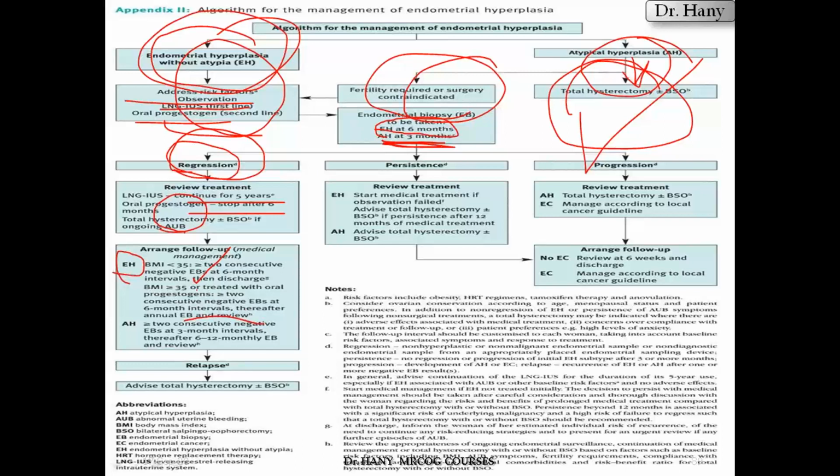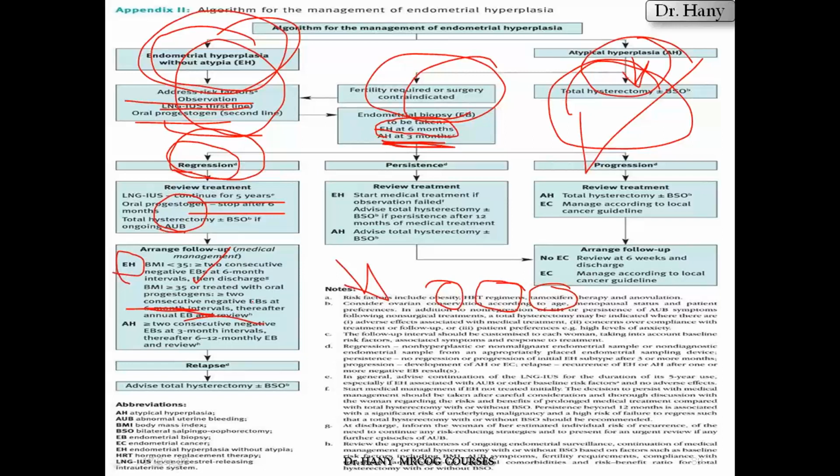Obesity, HRT and tamoxifen are risk factors. So never discharge here. BMI 35 or more, annually thereafter. Treated by progesterone, not by Mirena, annually thereafter. All these are exam tricks.